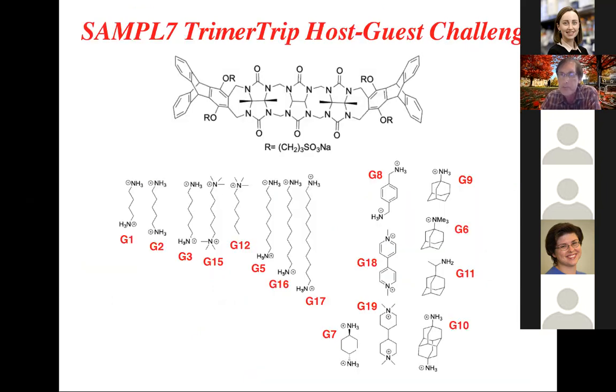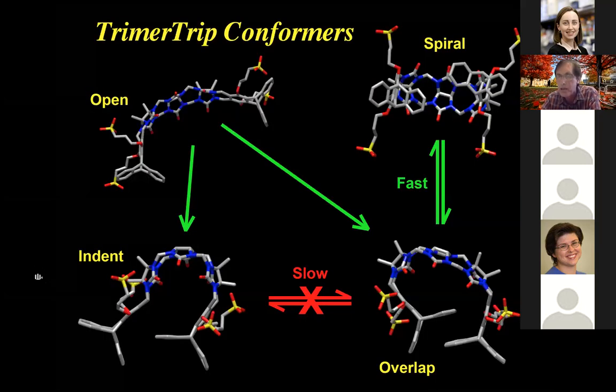Okay, the other system for sample 7 is more complicated. It's another Isaacs system. It's one of these cucurbituril-based systems with tryptophan moieties at the ends, and there are a series of 16 guests. And the cucurbituril-like systems tend to bind these organic ammonium ions. So these are all charged systems, organic ammonium ions. This is tricky because the host molecule has multiple conformations. So it can exist in an open conformation. It can exist in what we call an overlap conformation. Notice the pi-pi stacking here. And then it can exist in what we call an indent conformation.